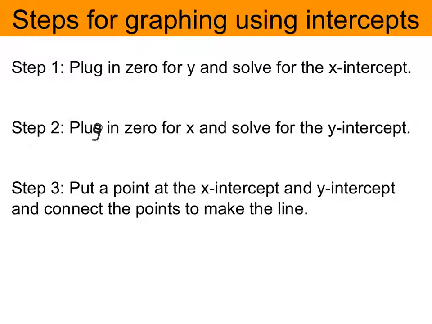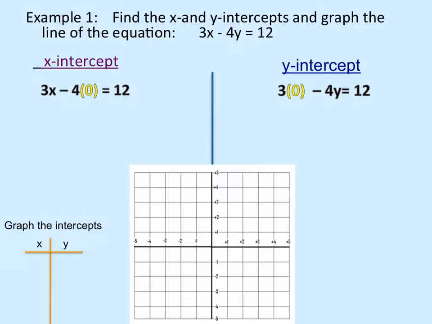Okay, so these are your 3 steps we're going to use to graph using your intercepts. Step 1 is to plug in 0 for y and solve for your x-intercept, based off of what we have just determined, that when you have an x-intercept, the value of y is always 0. Step 2 is to plug in 0 for x and solve for the y-intercept, since on a y-intercept, the value of x is always 0. And then step 3, once you know your x and y-intercepts, you can plot them as points and connect them and make your line.